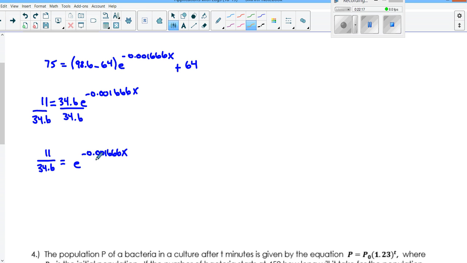Alright, I need to pull this exponent down, so because that's E, I'm going to use natural log. Comes down. This cancels, so it just drops. Okay, so I get the natural log of 11 over 34.6 equals negative 0.001666x. So you can see, to get this by itself, I'm going to divide. So the nice part is once you start using logs, you should see a pretty consistent pattern in how you solve.